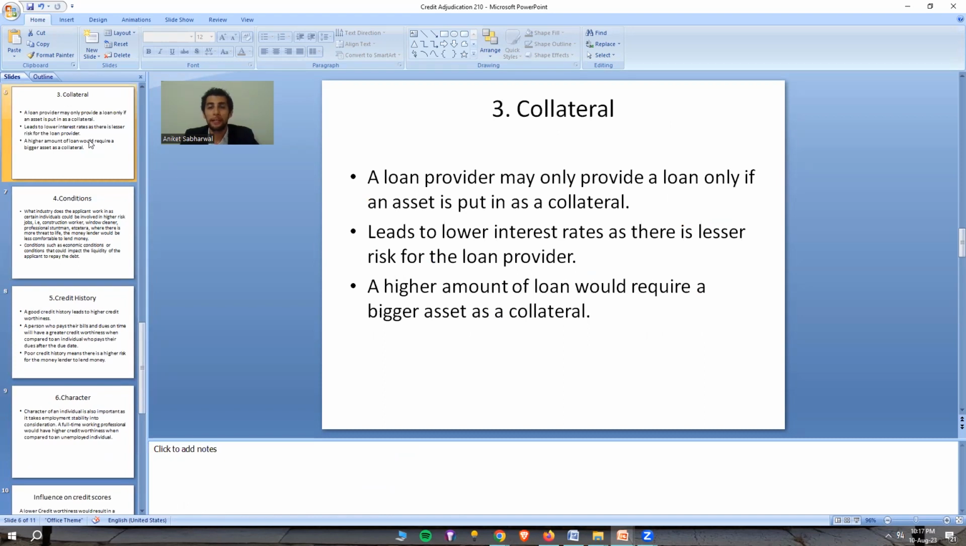Collateral. A loan provider may only provide a loan if an asset is put in as collateral. This leads to lower interest rates as there is lesser risk for the loan provider. A higher amount of loan would require a bigger asset as collateral.